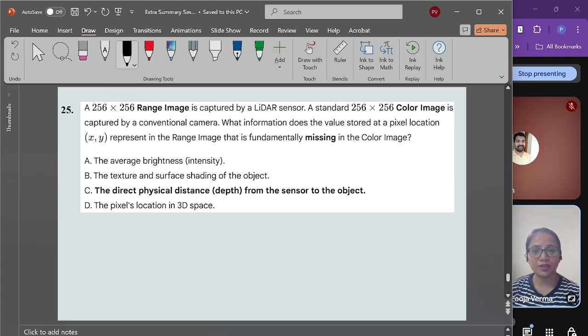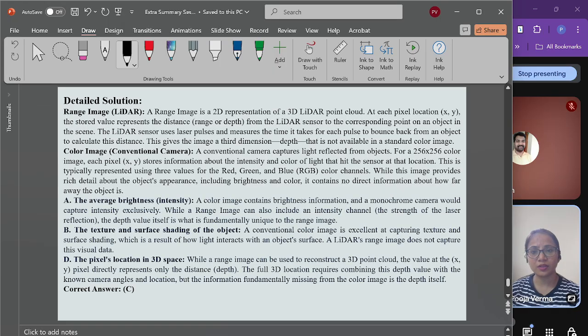Okay, so let's see the detailed solution given here. A range image is captured by a LiDAR sensor. A range image is a 2D representation of the 3D LiDAR point cloud, as we know. At each pixel location XY, the stored value represents the distance, that is depth. We have solved one problem on that also, calculating the depth. From the LiDAR sensor to the corresponding point on an object in the scene, the LiDAR sensor uses laser pulses and measures the time it takes each pulse to bounce back from the object to calculate its distance.